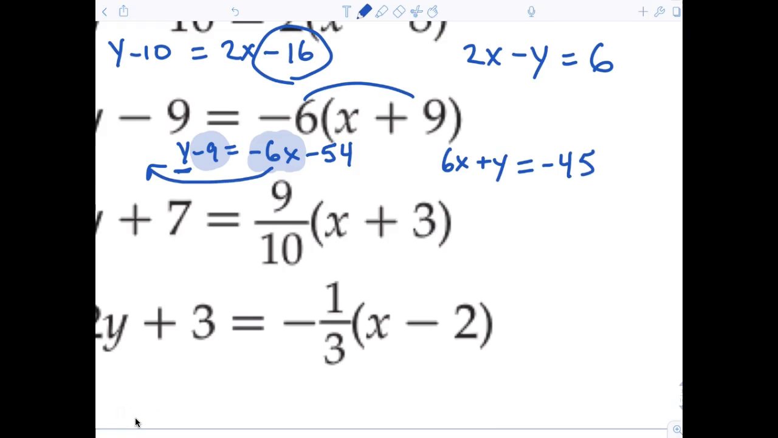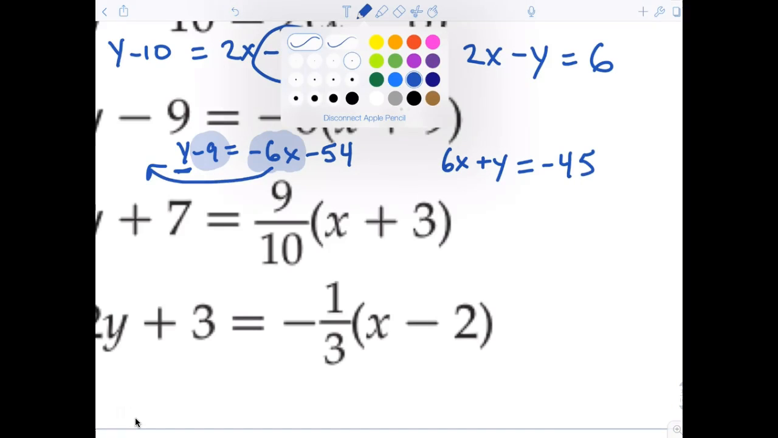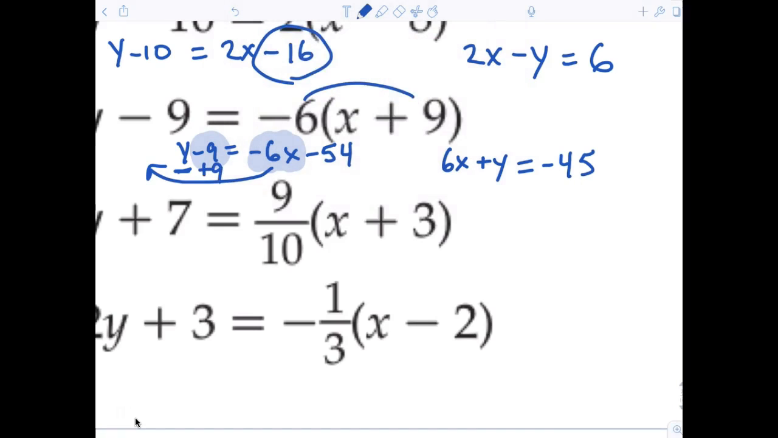Watch me now. I had to add 9 to both sides. Right? Because I move, watch, I move the negative 6x over here, and then when I move it over there, it becomes a what? Now I move the what? The -9 over here. When I move the -9 over here, it became what? You see what I'm doing there? Okay.